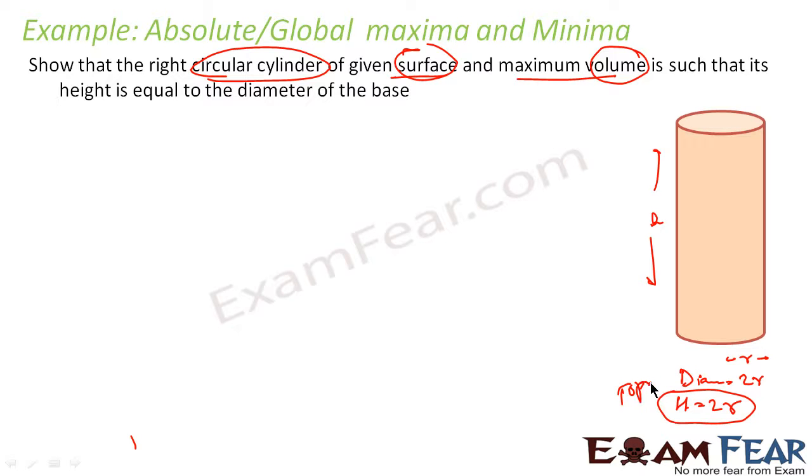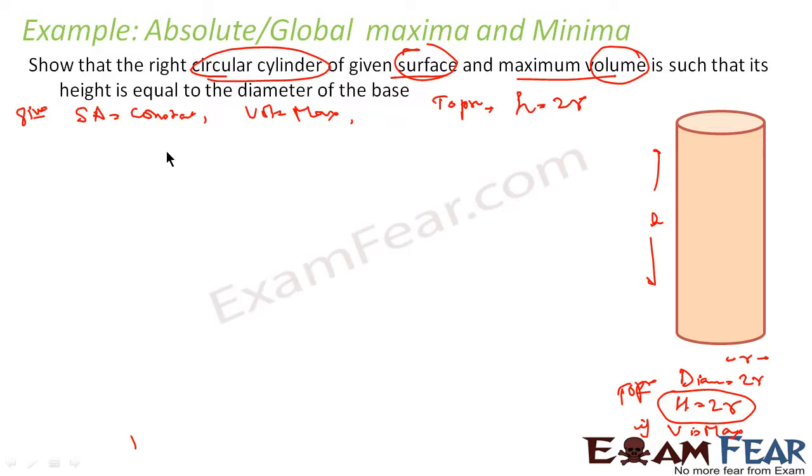I have to prove this: if V is max, if volume is maximum. What is given? Given is surface area is constant, volume is maximum, and to prove h is equal to 2r. These are given. So let's see what it means.